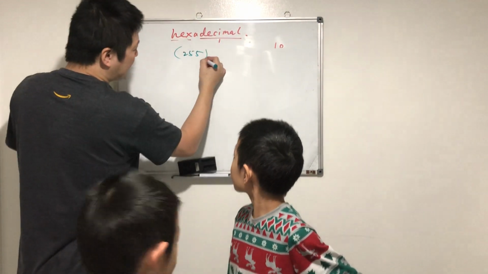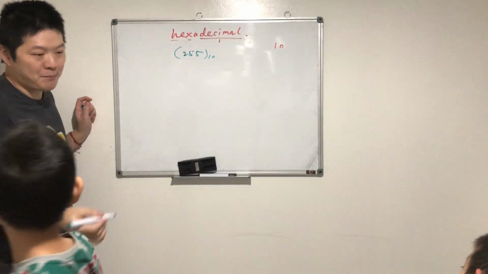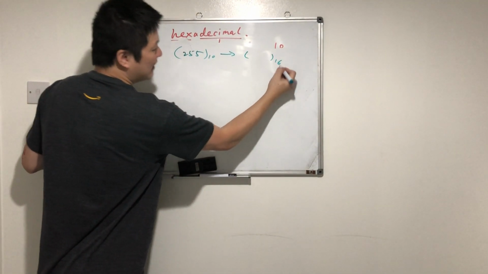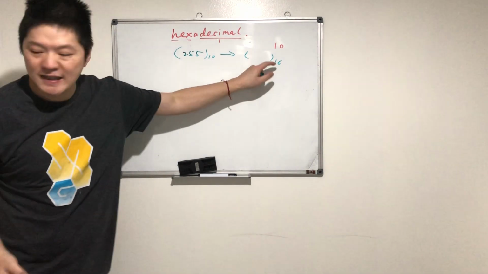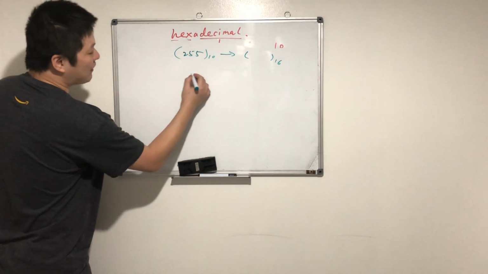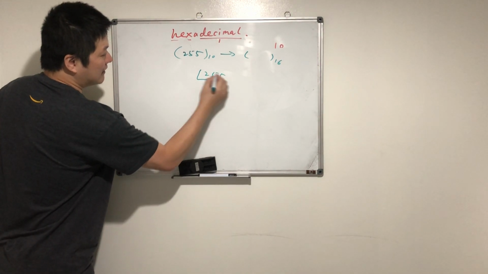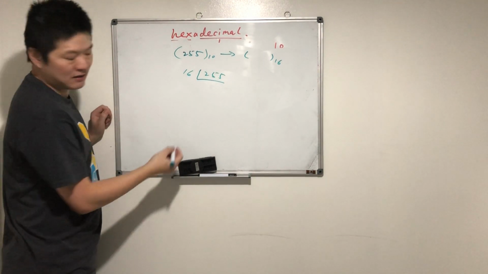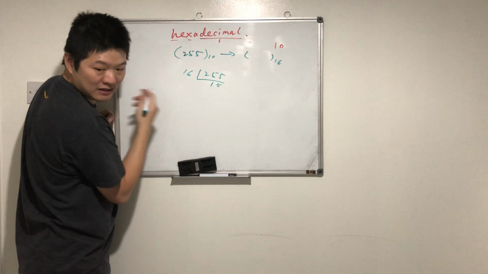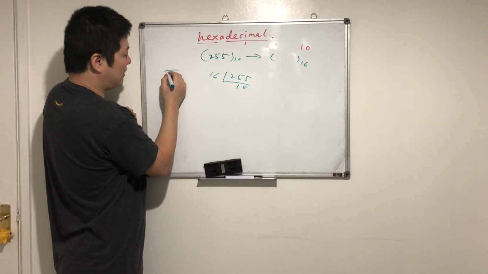This is decimal, the number we talk about. We want to convert it to hexadecimal, base 16. First of all, we need to divide it by 16. Yes, 15 remainder 15. Is it 15? 50 remainder 15.